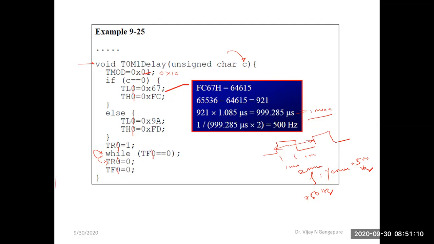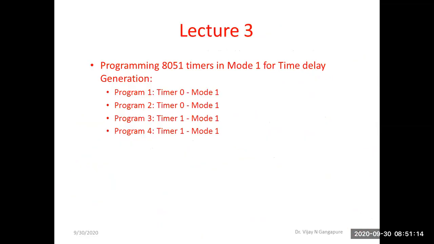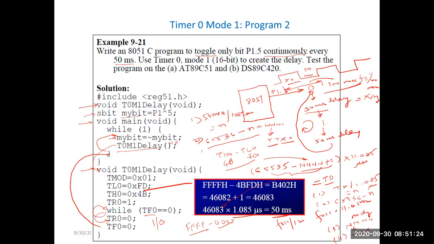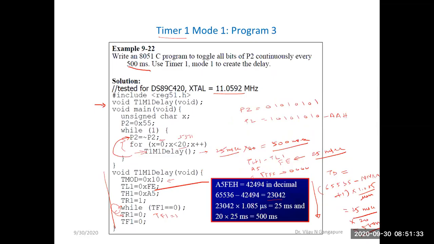So we studied 4 programs, 2 programs on timer 0 in mode 1 and 2 programs on timer 1 in mode 1. This is the first program, timer 0 mode 1, where we generate a random delay while toggling port 1 pins. In this we toggle a particular pin, number 5 of port 1, and in between we call a 50 millisecond delay. This is timer 1 mode 1 program number 3, in which we toggle port 2 pins continuously, and in between we call a 500 millisecond delay generated by timer 1.